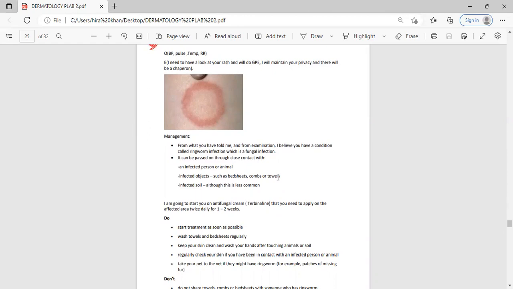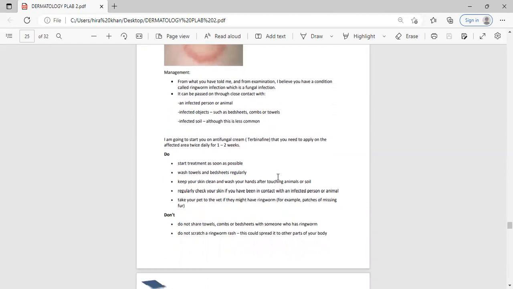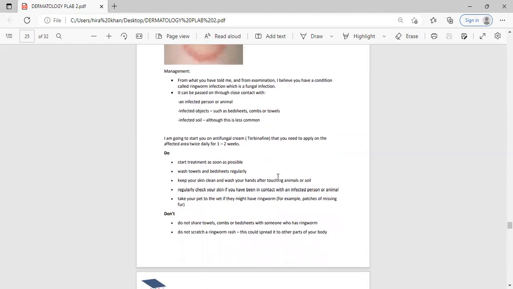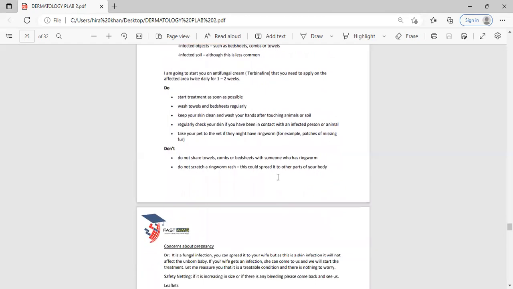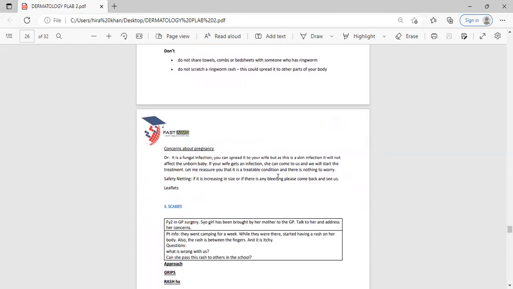And there are few do's and don'ts that is very important for you to know. So start the treatment as soon as possible. Do not share the towels. Please keep your skin clean, and wash your hands after touching animals or soils. Regularly check your skin if you have been in contact with any infected animal. And don't share the towels. Do not scratch the rash, because this could spread to other parts of your body. Are you with me?